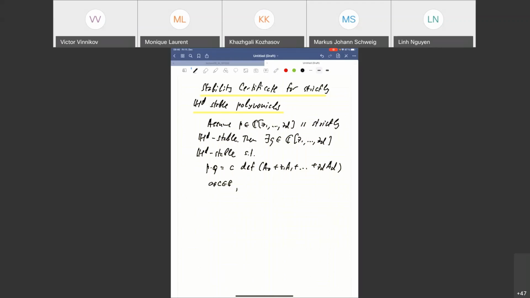A0 is a complex matrix which is dissipative. So the imaginary part of A0, which is 1 over 2i times (A0 minus A0 star), is not negative. In fact, in this case, it's going to be strictly positive.